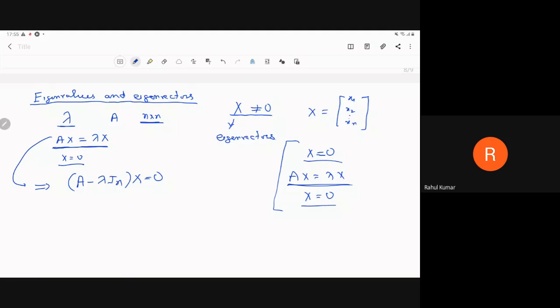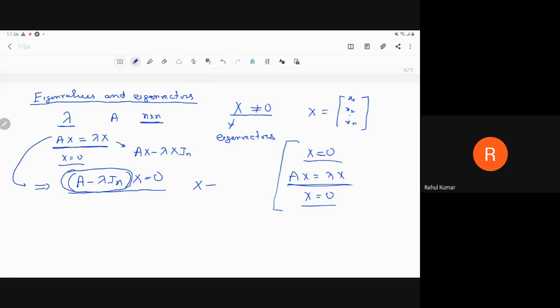In is a unit matrix of order n cross n. I can write this thing as Ax minus lambda x. X is a column matrix, so I can write In here, no problem. X I have taken outside, so it's fine, right? Now see, this is a homogeneous system, and this is the matrix of this homogeneous system, A minus lambda In.